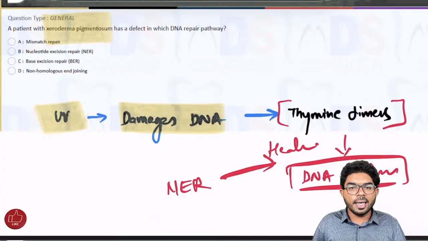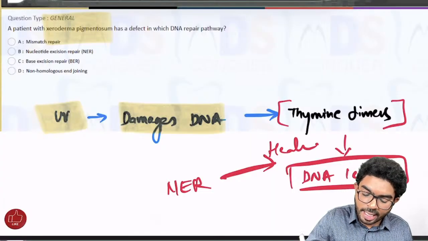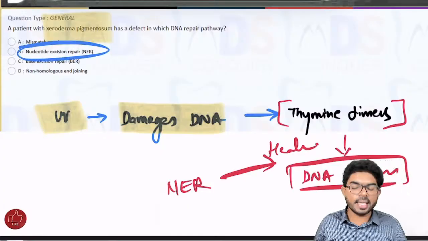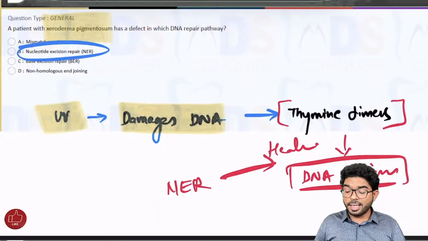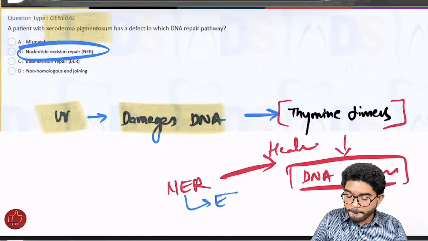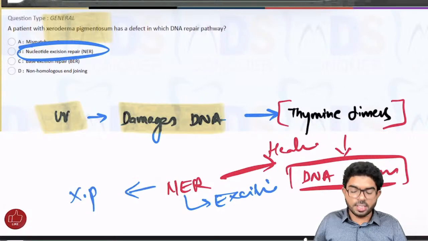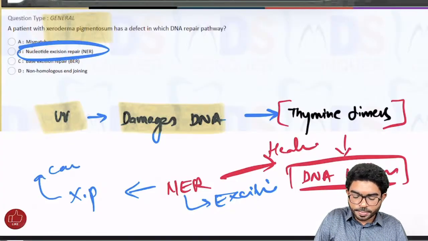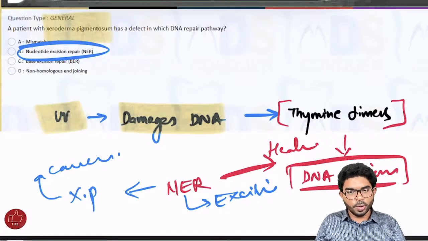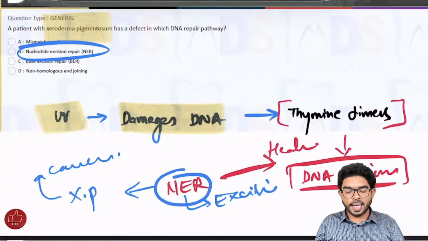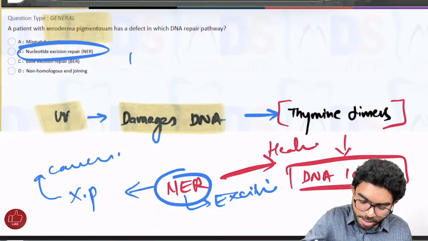What is this NER? This NER is nothing but nucleotide excision repair. So whatever DNA lesions, they are excised by this NER. Whenever there is damage to this excision, that leads to the formation of xeroderma pigmentosa. That can lead to carcinoma in the future. So now the problem is UV damage, but the damage is not being repaired by NER. So there is an NER defect. Okay, so that leads to this XP. So the answer is option B.